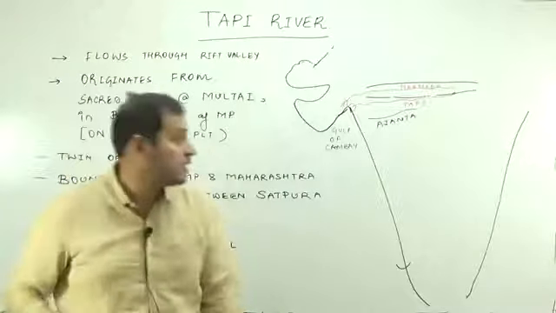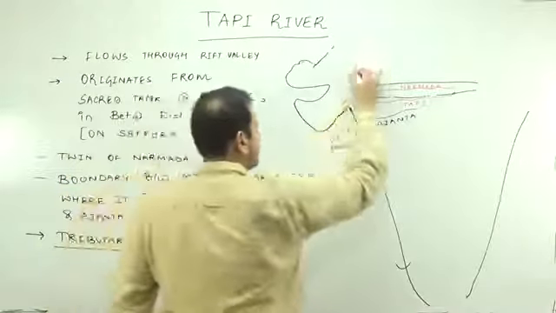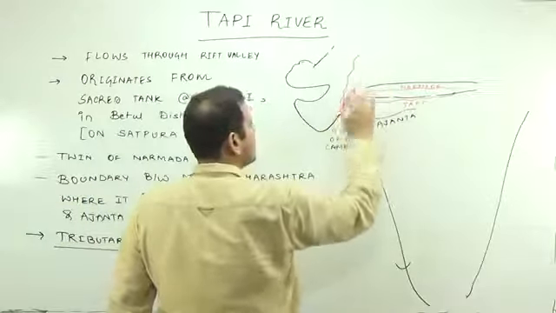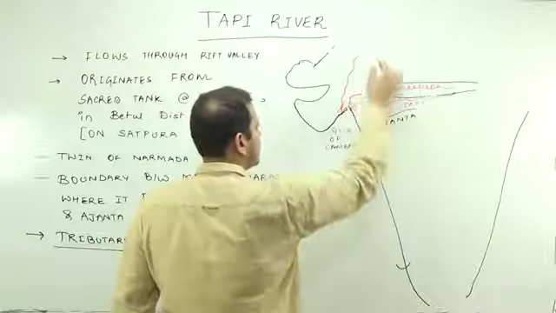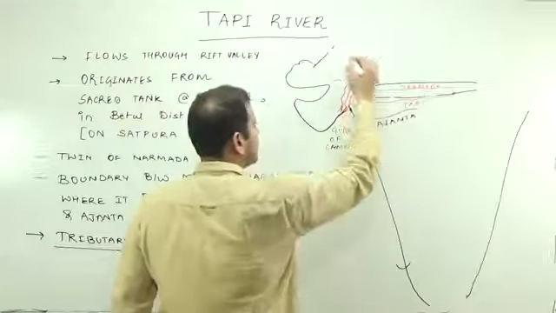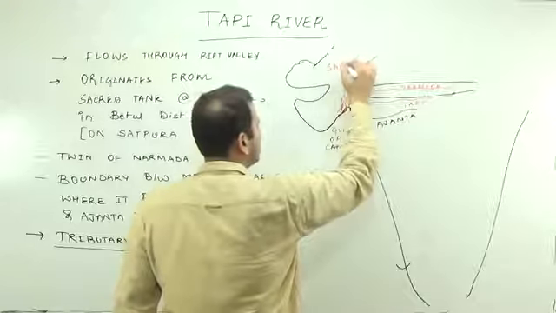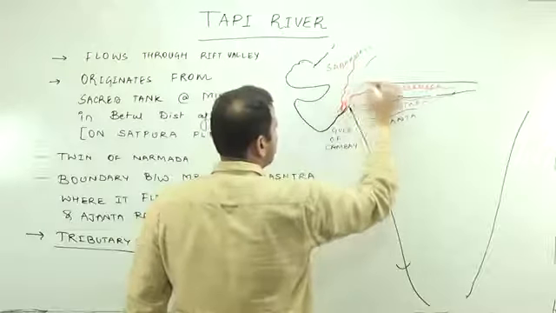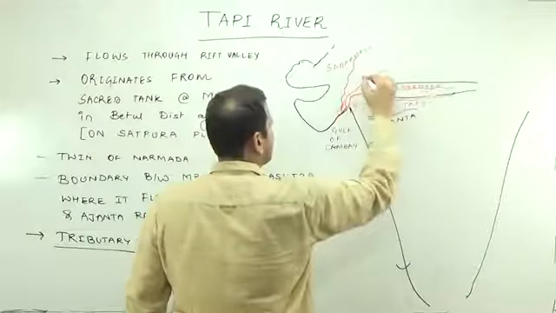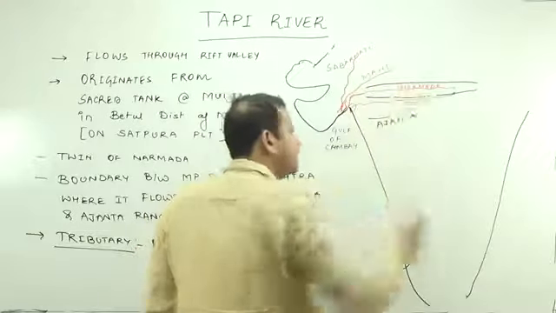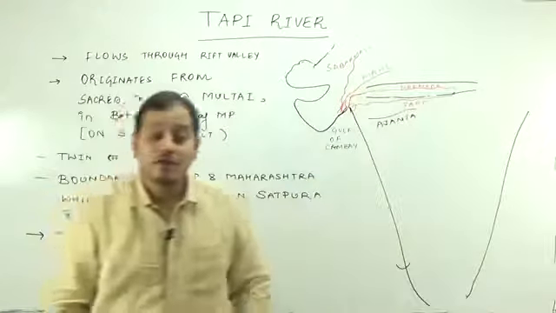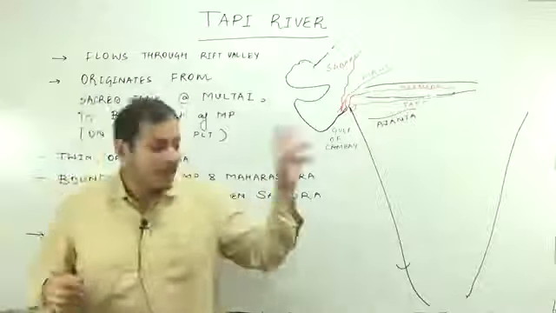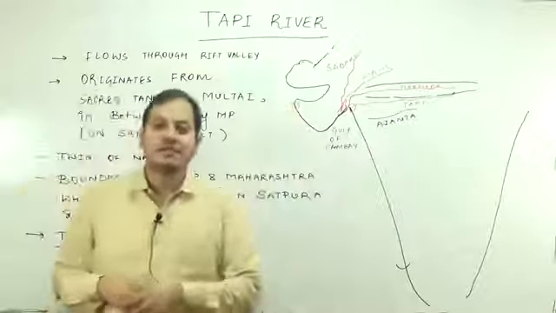One is River Sabarmati, which is to the north, which originates from the Aravali ranges. And there is a small river which is known as River Mahi. So one river is River Sabarmati and the other river is River Mahi. A simple question can come: name the four rivers which drain into the Gulf of Cambay region. River Sabarmati, River Mahi, River Narmada, River Tapi.